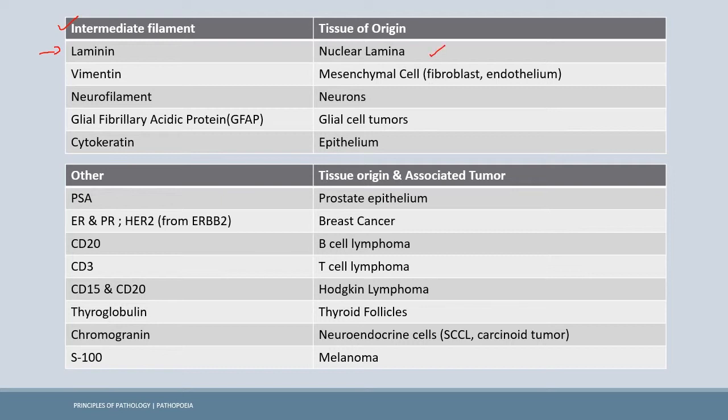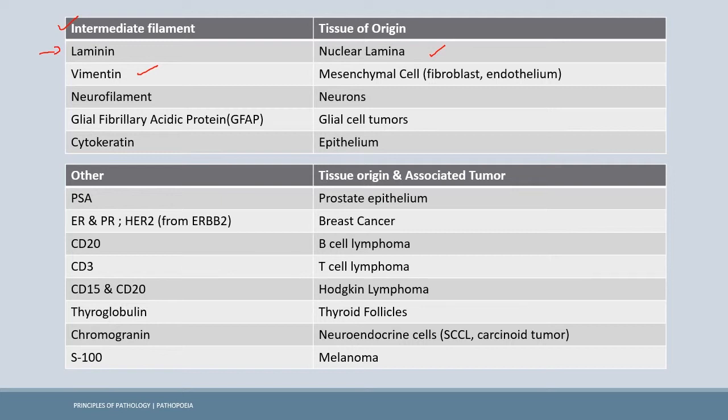If the cells are vimentin positive, similarly, we can say the cells are from the mesenchymal cell. Now, mesenchymal cell. So, if I say you have a sarcoma, or if I say you have a chondroma, can you guess which intermediate filament, or which immunohistochemical stain, would be positive? Yes, it would be vimentin positive.